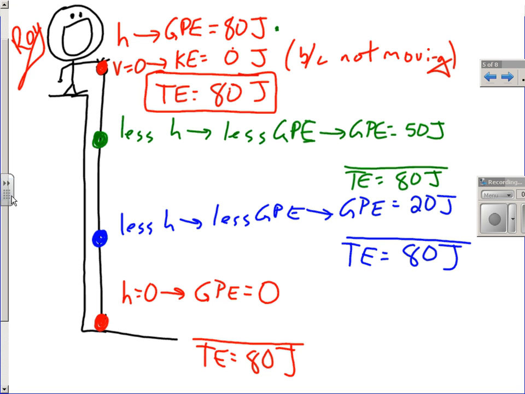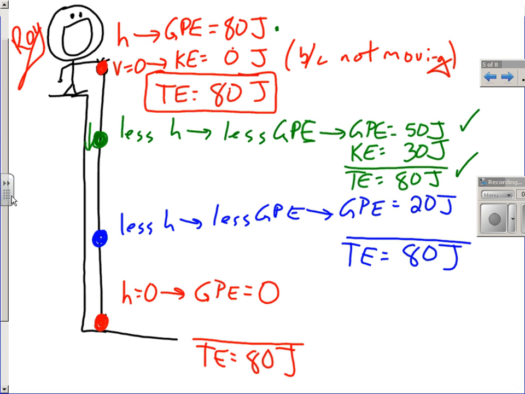So let's go back up to this green point for a minute. At the green point, our GPE is only 50 joules. We've got 50 joules of gravitational potential energy, but somehow we've got a total of 80 joules. So we're missing 30 joules somewhere. Where did that 30 joules go? Well, the ball is now moving downwards, and as a result, it's going to have some kinetic energy. To figure out how much, we have to figure out what we need to get up to 80. We've got 50, we need 80. So there must be 30 joules of kinetic energy, which makes sense, because it's moving now.